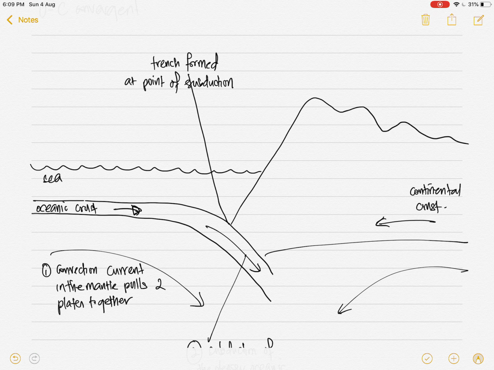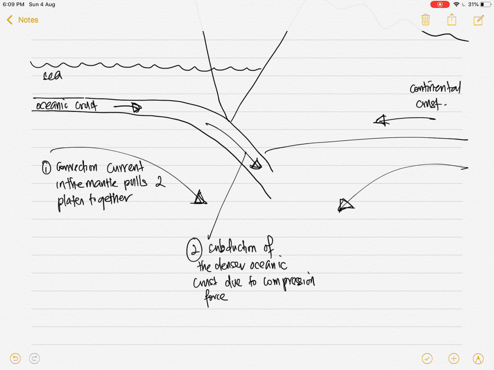Okay, I hope you notice that there are lines and arrows here. Arrows indicate direction: compression force, convection current, subduction. Lines, on the other hand, indicate labels. Okay, so we are already at step 2 where there is subduction.